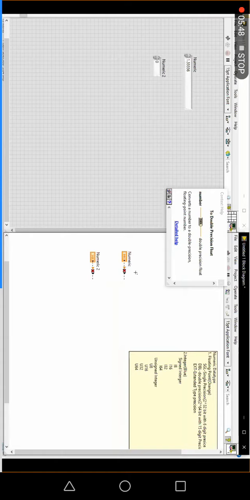Now we will go for integer. Integer we can't take directly. We have to take a control, then change the representation to integer. So I am going for I8 here. My representation will be I8, and here the representation will be I8. Both are I8 representation.